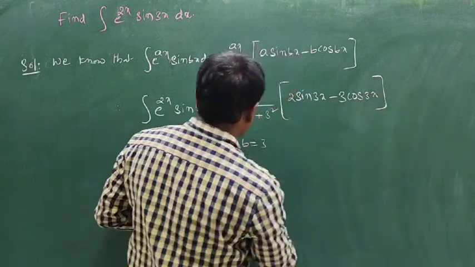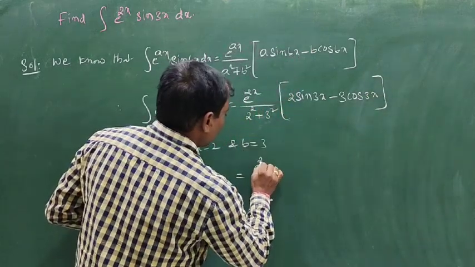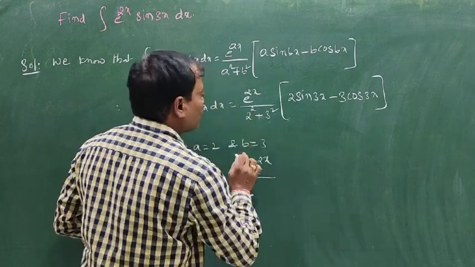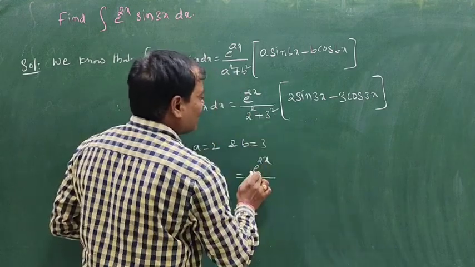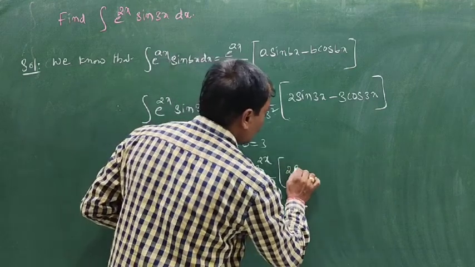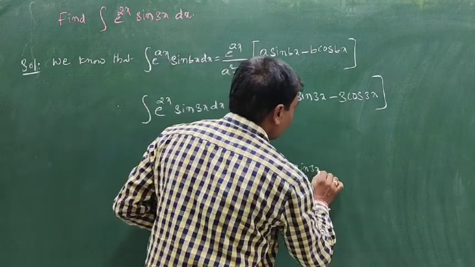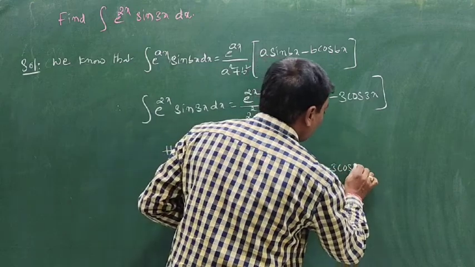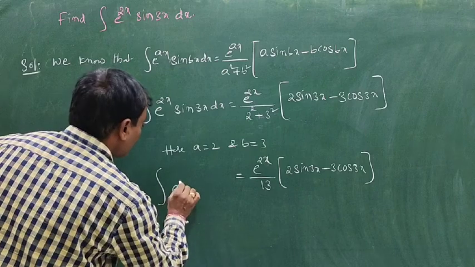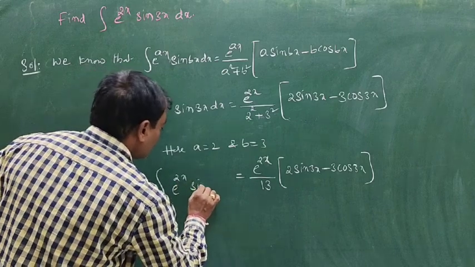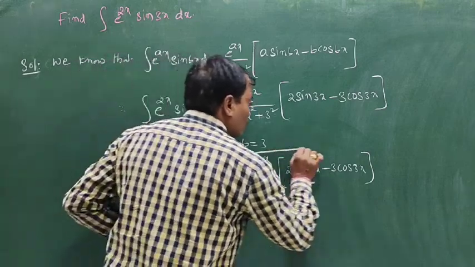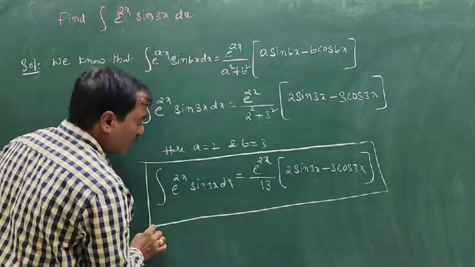So finally this is equal to e to the power of 2x by 2 square, that is 4, plus 9, that is 13, times 2 sin 3x minus 3 cos 3x. Now this is the given integral value of e to the power of 2x sin 3x dx. This is the process of finding the given integral values.